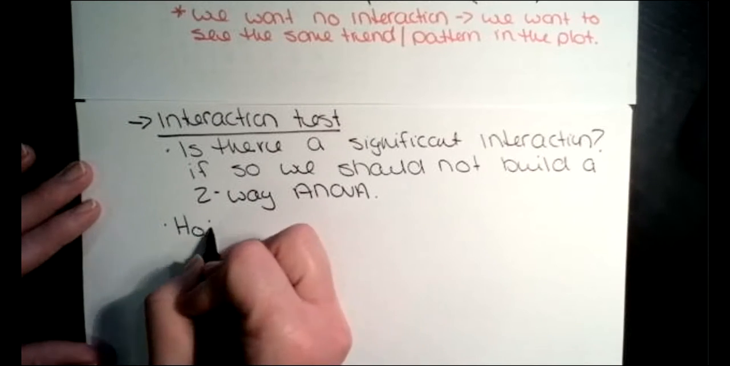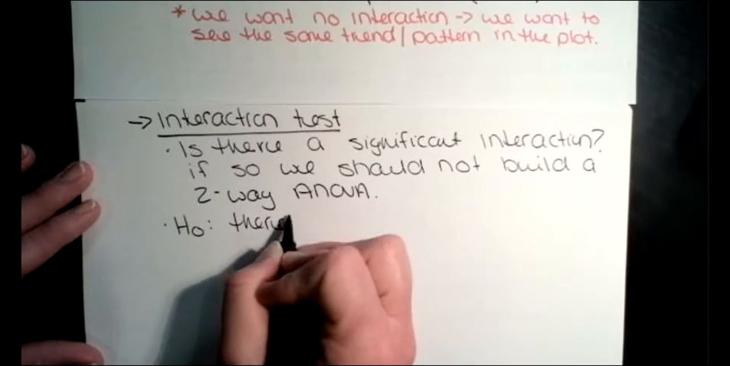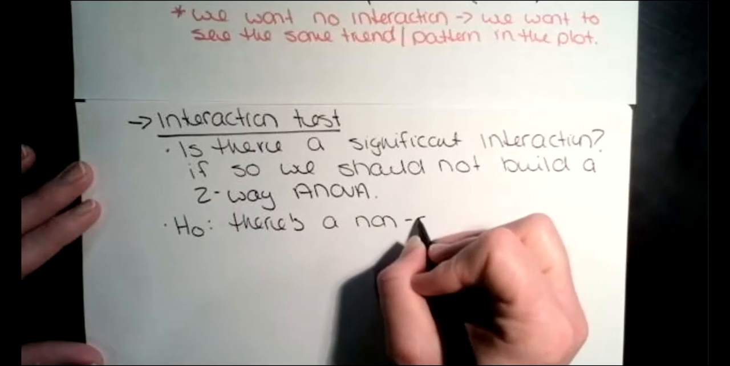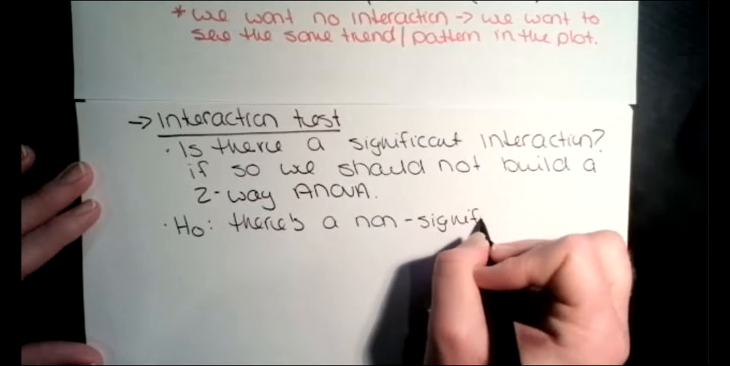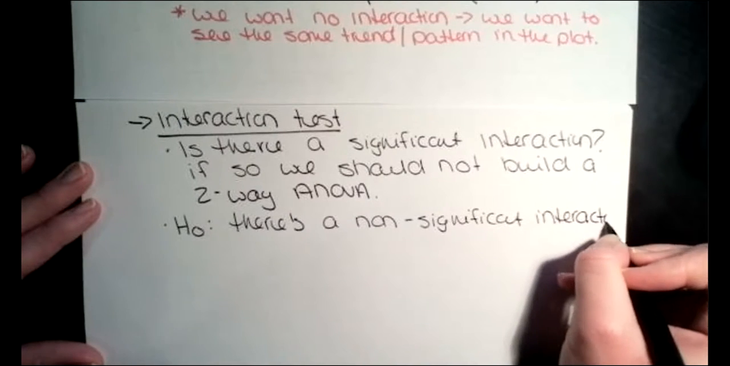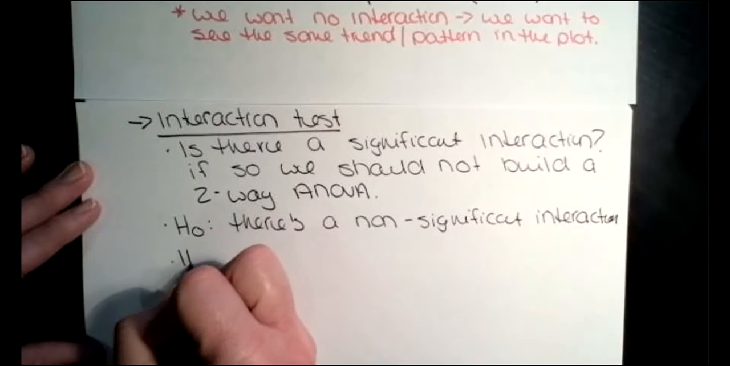So our null is that there is a non-significant interaction in my HA.